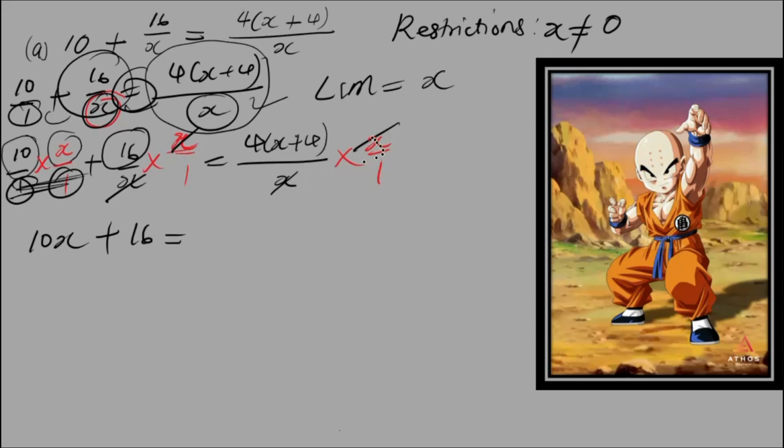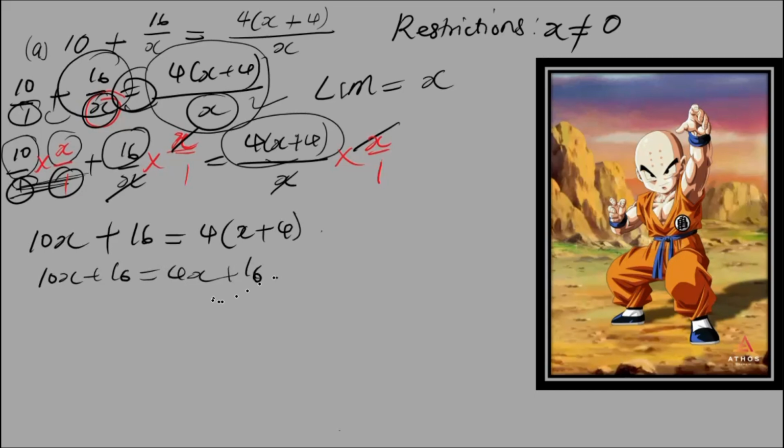And then here you no longer have anything except this numerator. So let's write that numerator here. So here you have 4 into x plus 4 this way. Then you continue solving here. You have 10x plus 16 is equal to 4x plus 16. Right, you know how to distribute, right? 4 times x, that's 4x, and 4 times 4, that is 16.